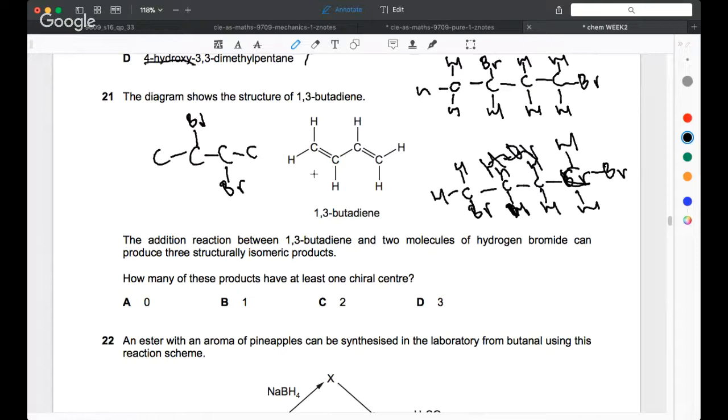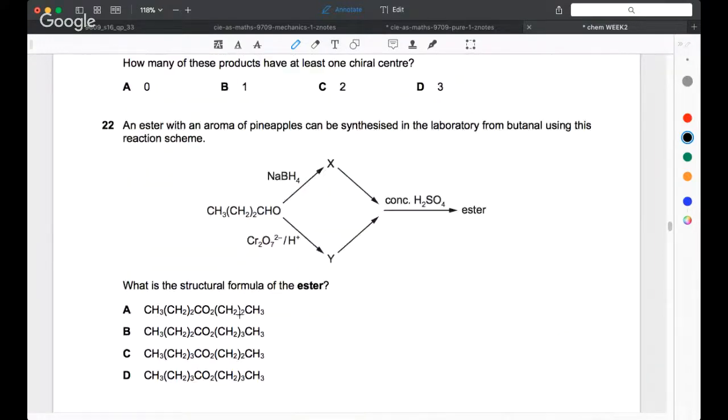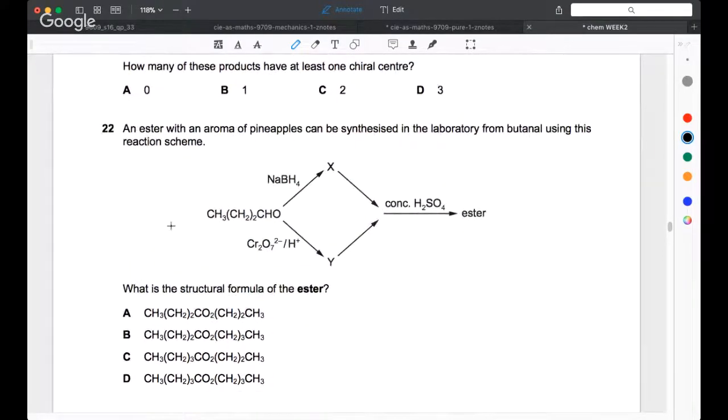So which one contains a chiral center? This one, that's a chiral center. That one? No, it doesn't. No chiral center. And this one is a chiral center. So two. That's two. 22.